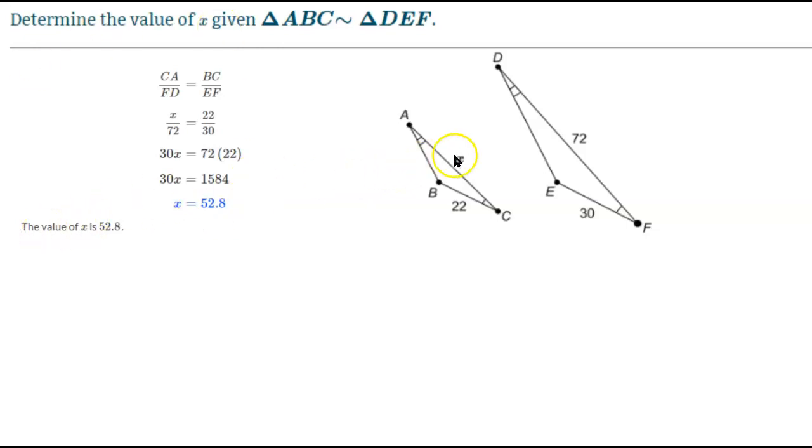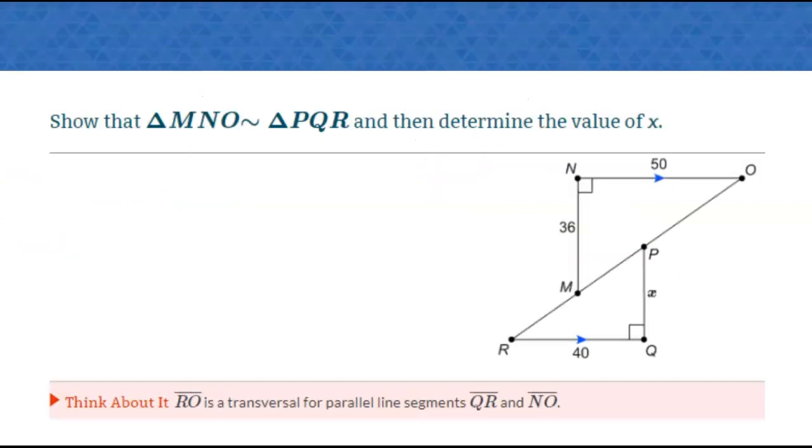So we can say that the value of x for triangle ABC is equal to 52.8. Now let's show that triangle MNO is similar to triangle PQR, and then determine the value of x.